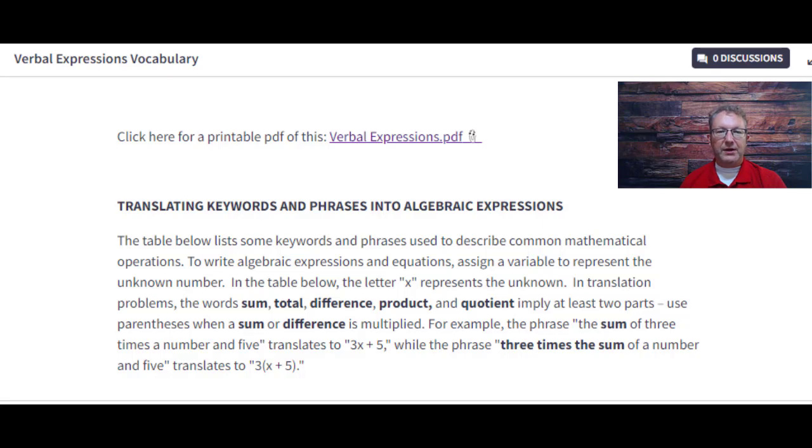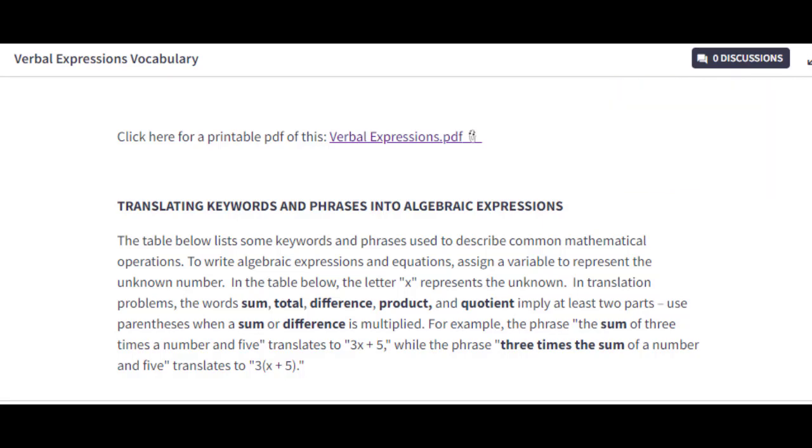In translation problems, the words sum, total, difference, product, and quotient imply at least two parts. Use parentheses when a sum or difference is multiplied. For example, the phrase "the sum of 3 times a number and 5" translates into 3x + 5, while the phrase "3 times the sum of a number and 5" translates into 3(x + 5).